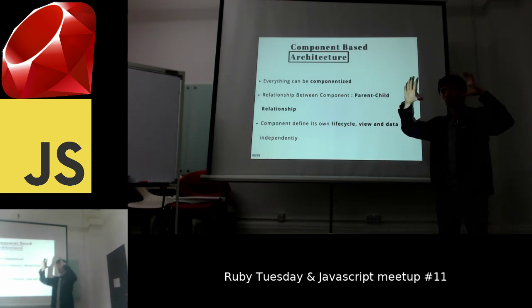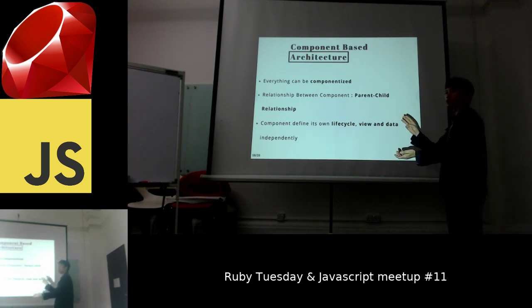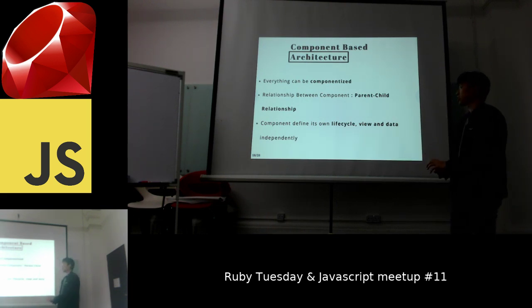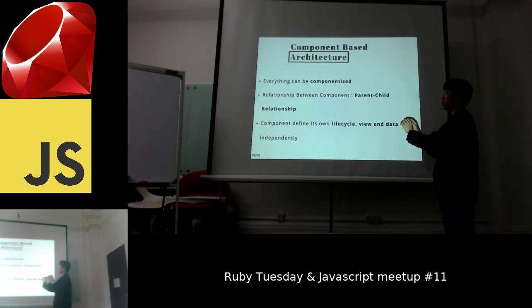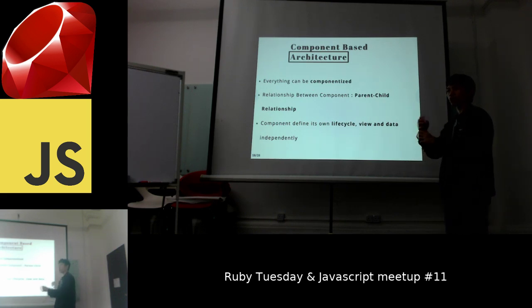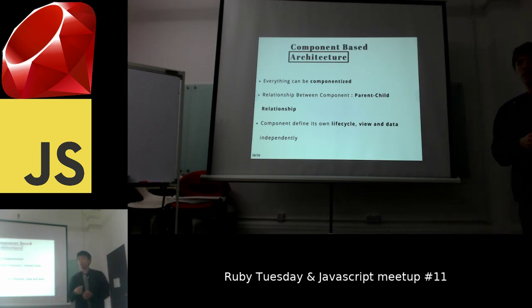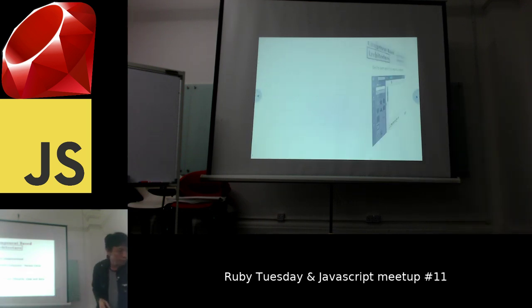Inside the house component, there will be a button, a search input element, a window, anything. So that's the meaning of a parent and child relationship. A house is a parent, and those small components that we want to make use of are basically the children. When we create a component, it can also define its own life cycle. I will explain the life cycle in more detail soon.